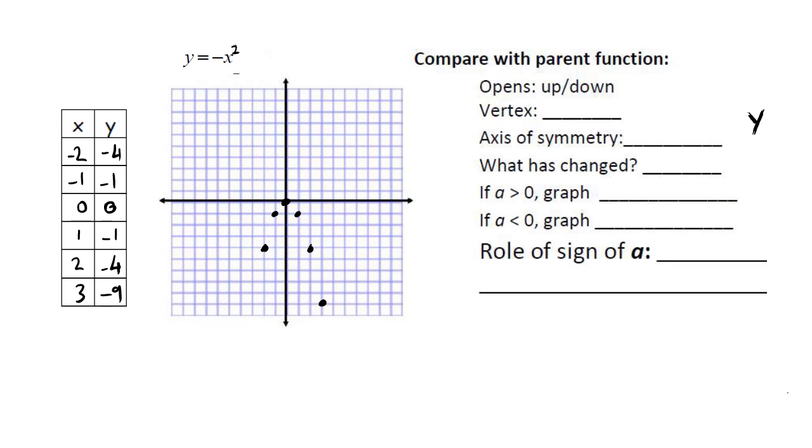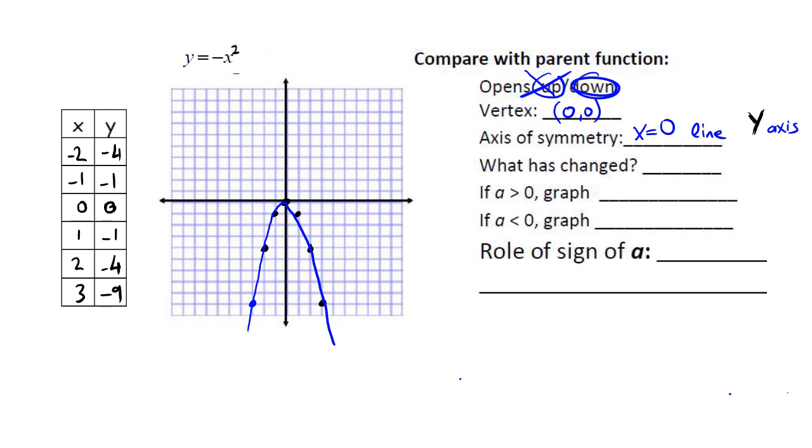Now, when compared to the parent function, it looks like this function is going to pass through all of these points and continue. And when compared to the parent function, this function opens down. Vertex is (0, 0). Axis of symmetry is x is equal to 0 line or y-axis.